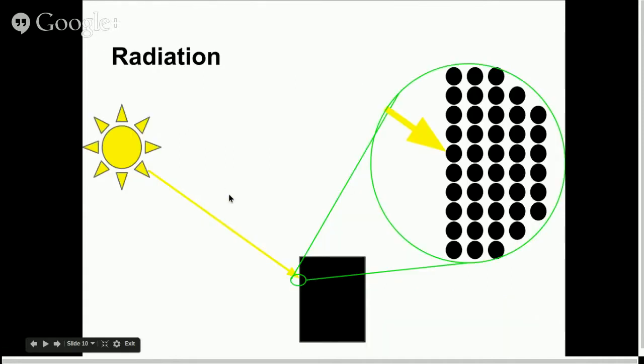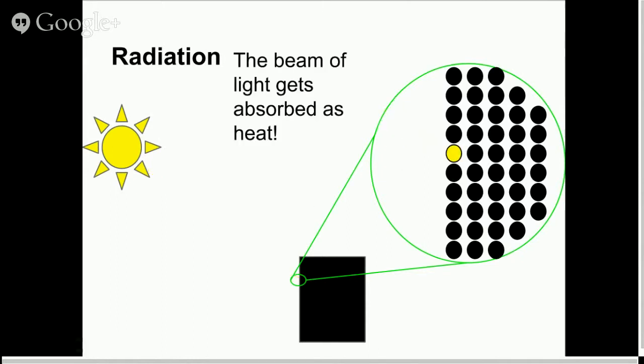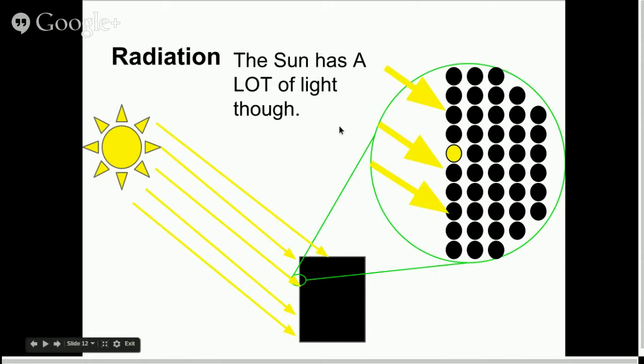All right, so radiation is when light, maybe from the sun, comes in and hits a molecule. When it hits the molecule, that light gets absorbed and turned into heat. So now this molecule is a little bit hotter and it'll be vibrating back and forth. The sun has a lot of light though, so this happens more than just once.